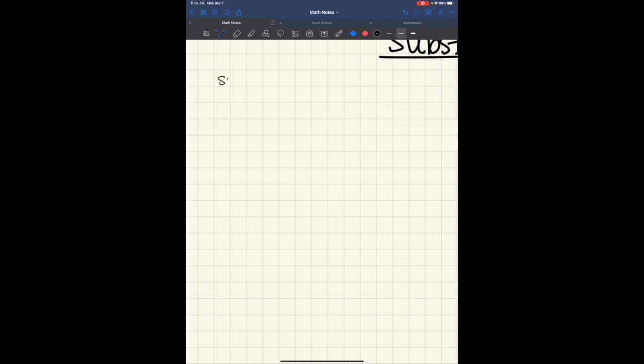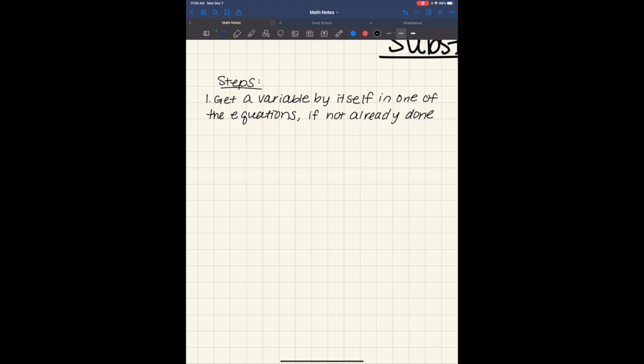Today we will be solving systems of equations by substitution. So first we're going to write down the steps. The first step is get a variable by itself in one of the equations if it's not already done for you. Step 2 is substitute what that variable equals into the other equation and solve.